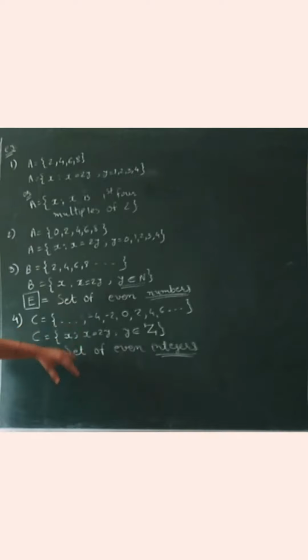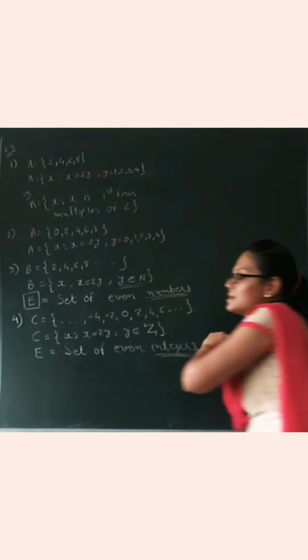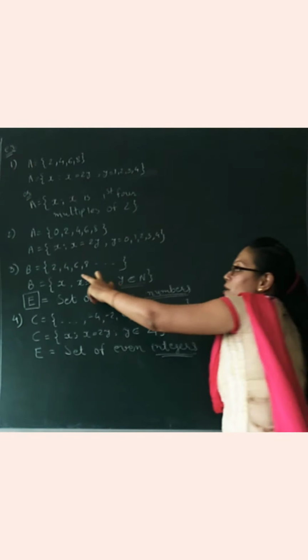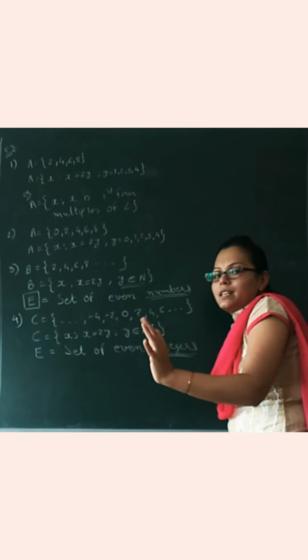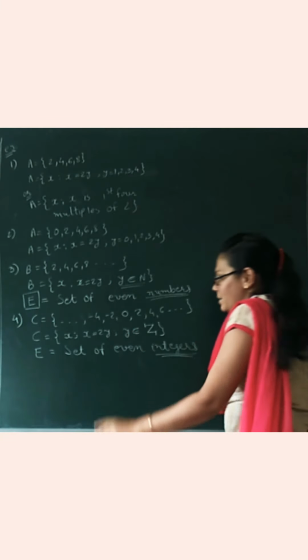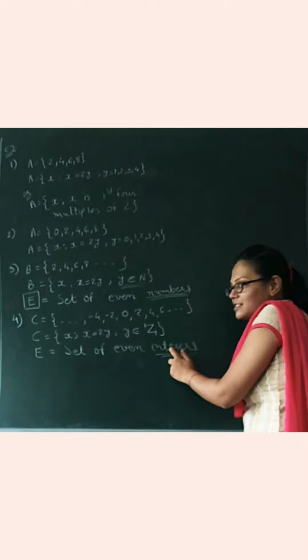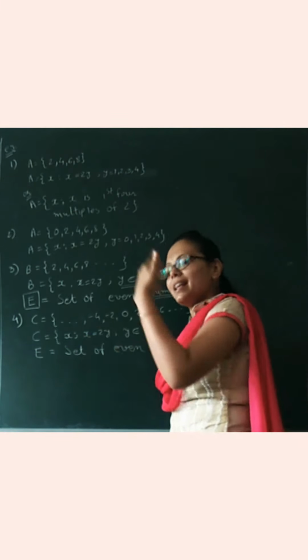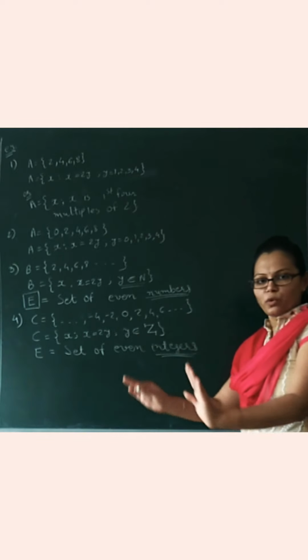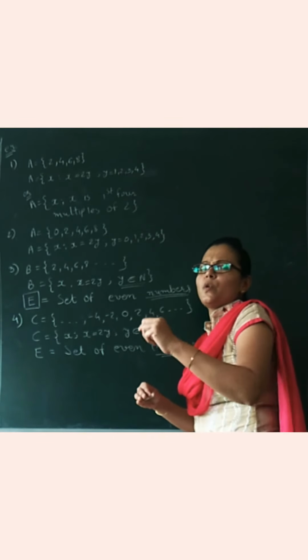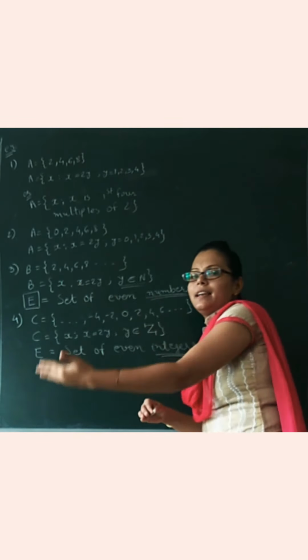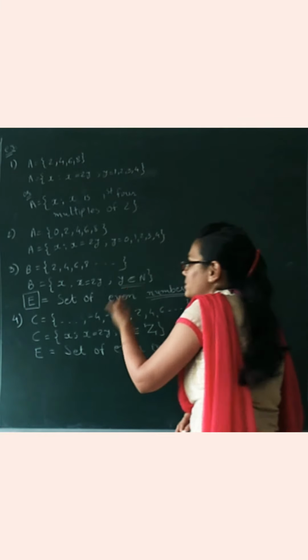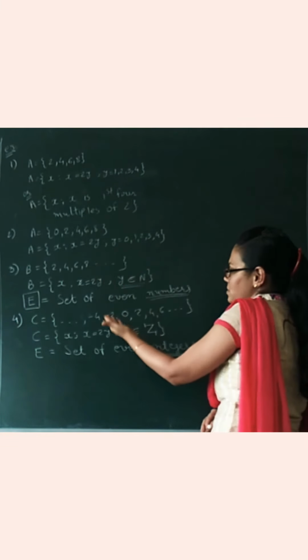You can see it clearly. Clear? A set of even numbers means you have to take only positive even numbers. And when I am talking about even integers, it means you have to take minus numbers also and 0 also. Positive तो है as it is. Just you have to add 0 and negative numbers also, because sometimes we need only this, sometimes we need this also.